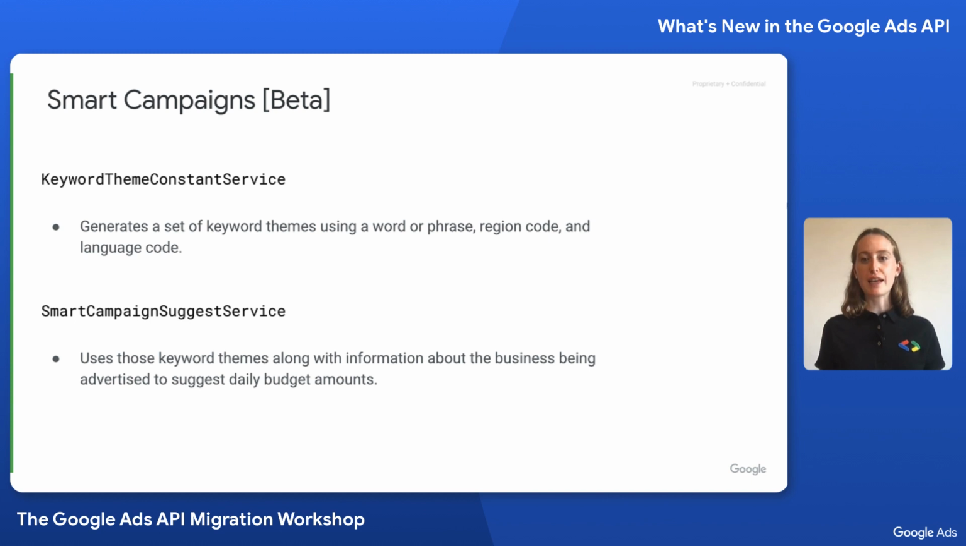With the Smart Campaign Suggest service, you can then plug in those keyword theme constants, as well as some other details about your business, like final URL, location, and business schedule, and you get back a few things. You get 3 tiers of budget recommendations: low, high, and recommended. And with each of those budget recommendations, you get an estimated minimum and maximum number of daily clicks that the budget would entail.